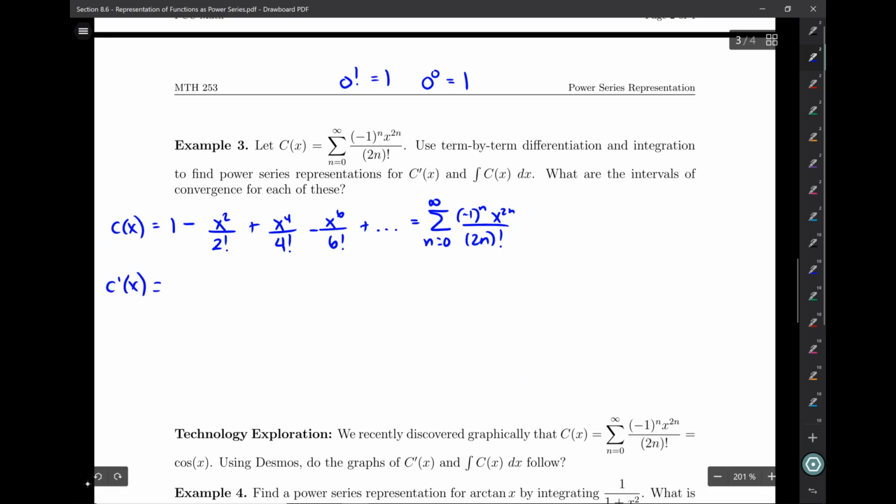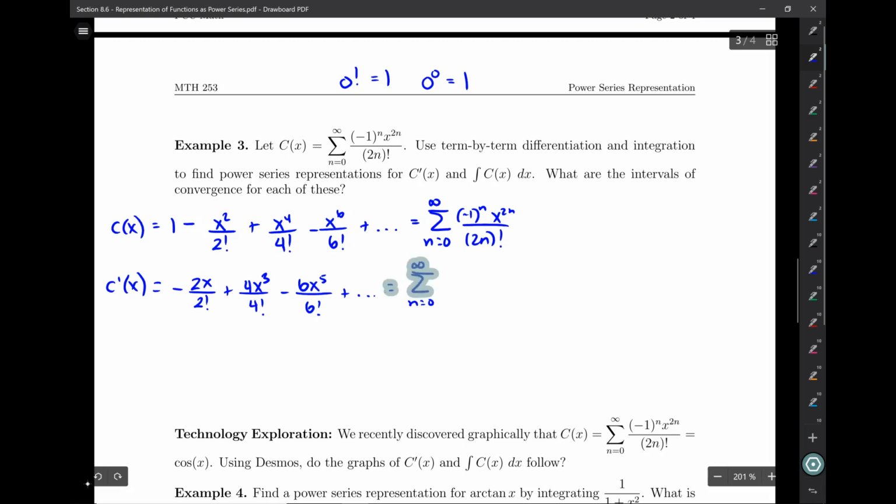The derivative, term by term: the derivative of 1 is 0, minus, this would be 2x over 2 factorial. Now it would be plus, now remember that I'm taking the derivative with respect to x here. So this would be 4x cubed over 4 factorial, minus 6x to the 5th over 6 factorial, plus dot dot dot. And then we're going to try to write this in the closed form as well.